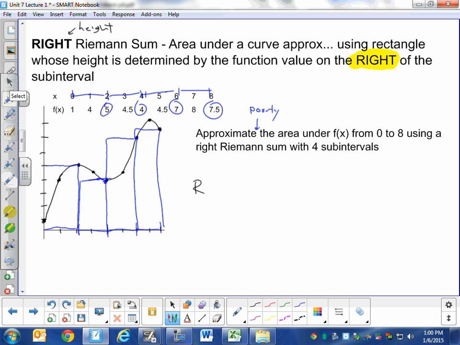So a right Riemann sum area would be approximately, you know, it'd be 2 times 5 plus 2 times 4, etc., or 2 times the sum of your heights. So 5 plus 4 is 9, plus 7 is 16, plus 7.5 is 23.5. 23.5 times 2 is 47.